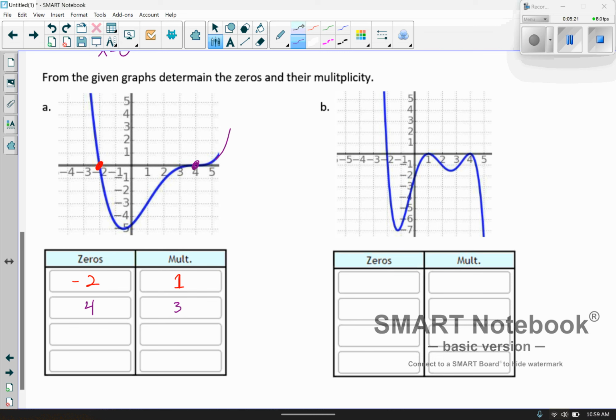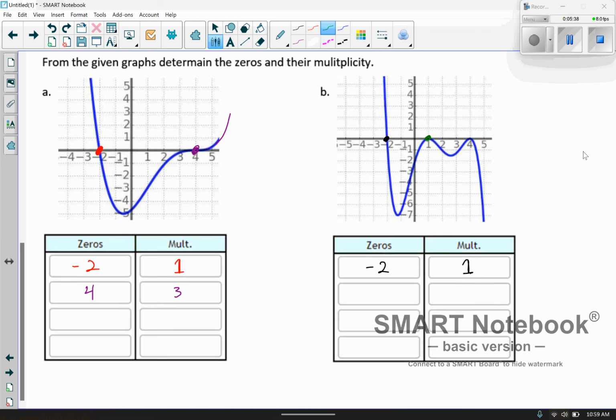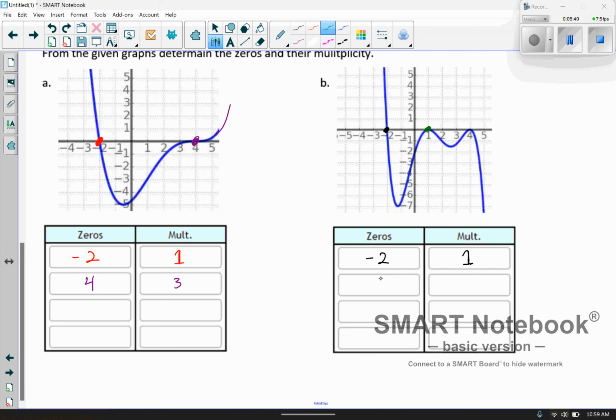Okay. Then our next example right here, we have another one at -2. And that multiplicity is going to be 1 again because it just cuts right through it, right? It's just basically like a straight line cuts through the x-axis. And then here at 1, we bounce off, and it's got that parabola shape to it, right? It's got that parabola shape, so that's going to be a multiplicity of 2.